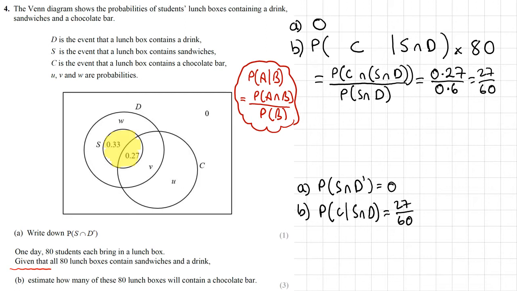And remember, we do need to times this by 80, don't we? Because that's just a probability. It needs to be times by 80 because it's something out of 80. So 27 over 60 times by 80, let's see what that gives us. And that's 36. So 36 lunchboxes.